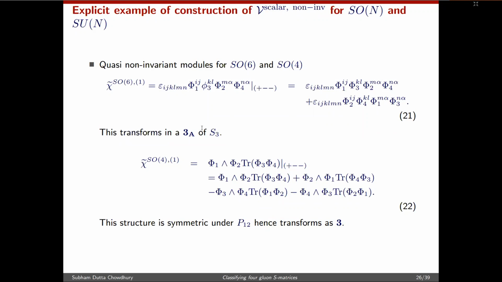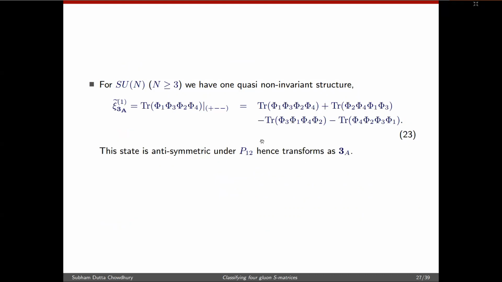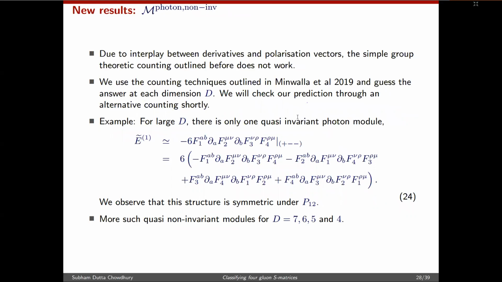What do I mean by that? It means that if you apply Z2 times Z2 transformations on this, it will vanish. So this needs to multiply with something which is also another Z2 times Z2 invariant to make sense, basically. And for SU(N) also, you can construct these modules. So you also need to construct the photon non-invariant modules, and this is difficult.